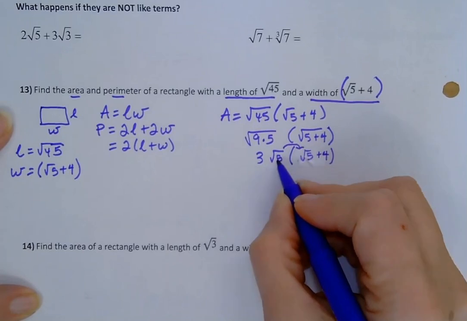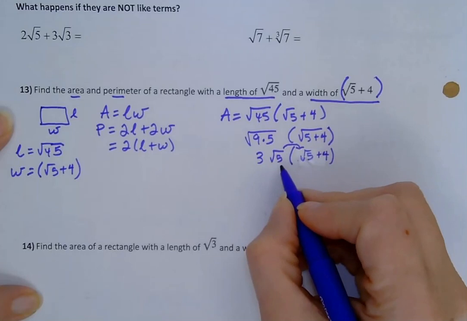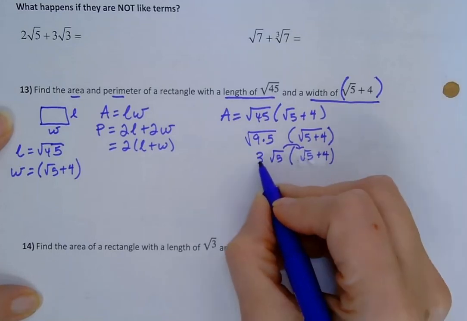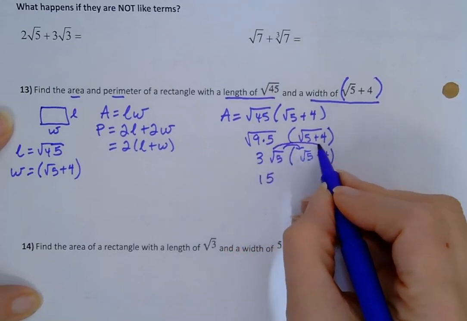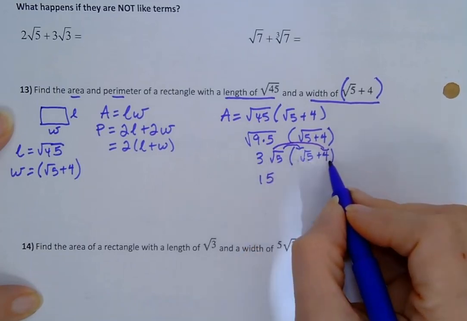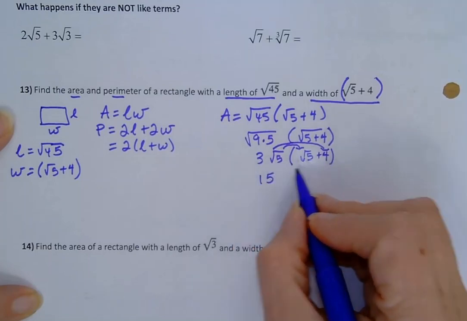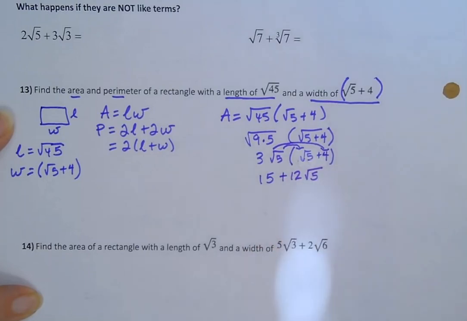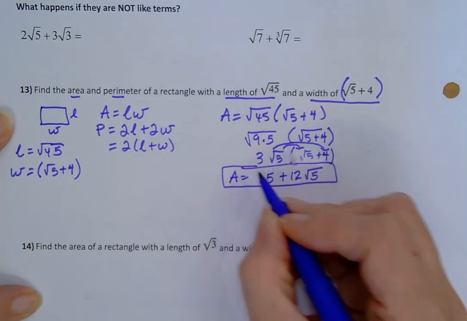So now 3 times the square root of 5 times the square root of 5. That's really 3 times 5. Right? Square root of 5 times square root of 5 is square root of 25. Square root of 25 is 5. So I have 3 times 5. So I have 15. Then I multiply 3 times the square root of 5 times 4. So I can multiply 3 times 4 and I get 12, but it's all still times the square root of 5. Okay, so make sure you're okay with how I did those multiplications there. This is my area. I just multiplied length times width.